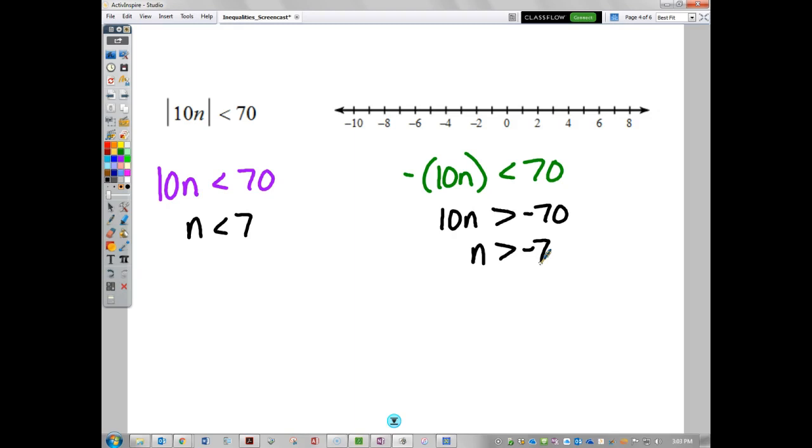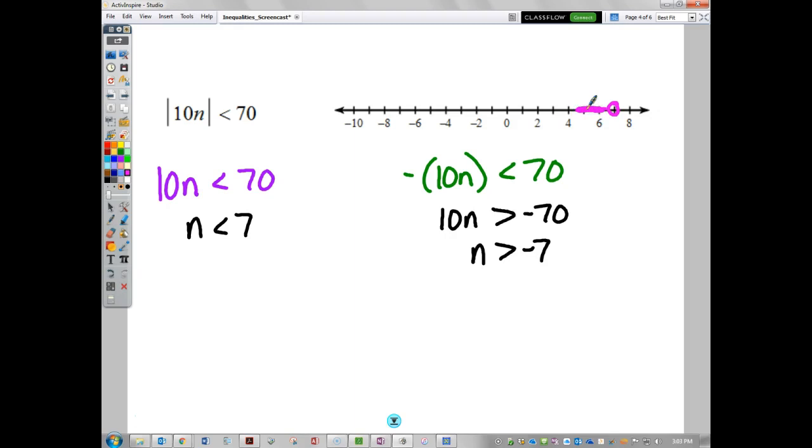So, this is going to be what's called a conjunction. They're going to meet in the middle. So, for this one, n is less than 7. Let's go to 7 on the number line. We use an open circle because it's not inclusive. And the numbers must be less than 7, so we start shading that way.